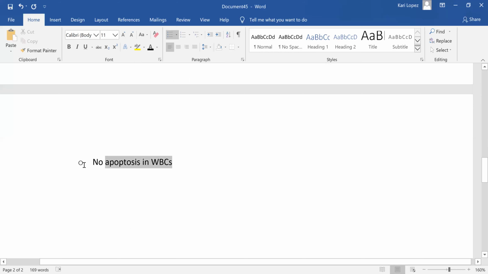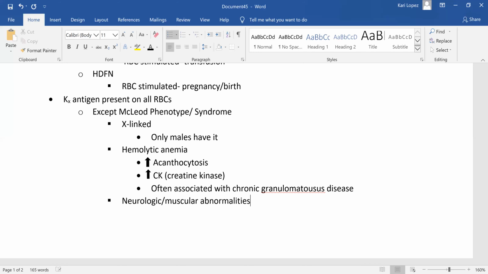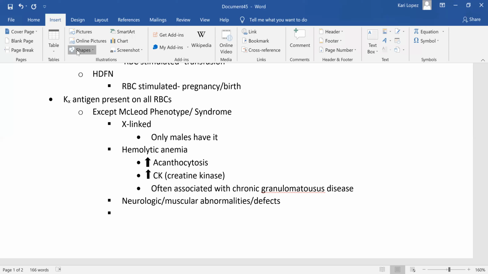So your white blood cells are unable to apoptose. So you'll see neurologic and muscular abnormalities or defects. And then you'll also often see decreased Kell system expression.